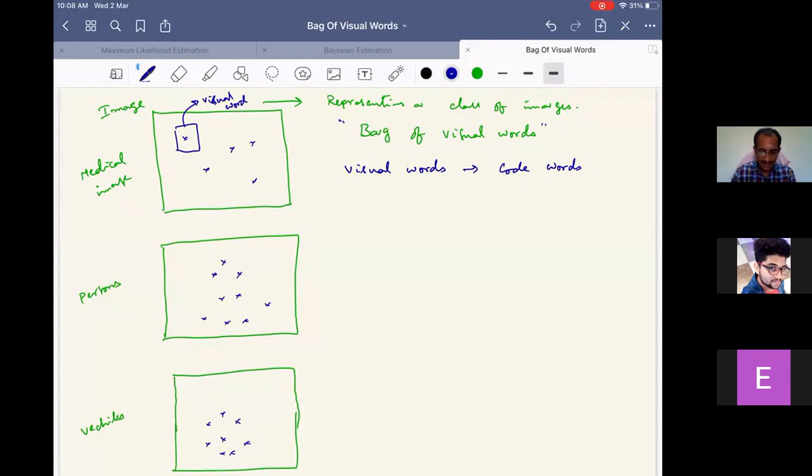If I take medical images, assume these are blood cell images. There, we can see there may be a parasite, there may be red patches, and then some nucleus or whatever. So we will have different kinds of visual words in medical images. Similarly, in persons, you may have legs, hands, and then the head.